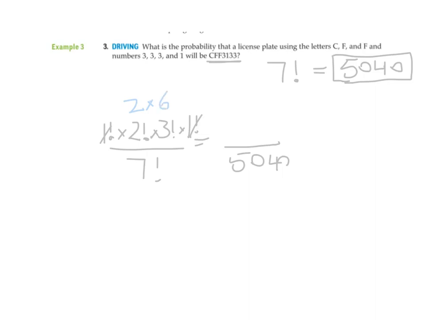So now we're going to finish up. Basically you're going to do this: 1 times 2 times 6 times 1 will give you 12. Now if you put that into your calculator and divide everything by 12, you're going to get 1 over 420. And this is the answer that you need.